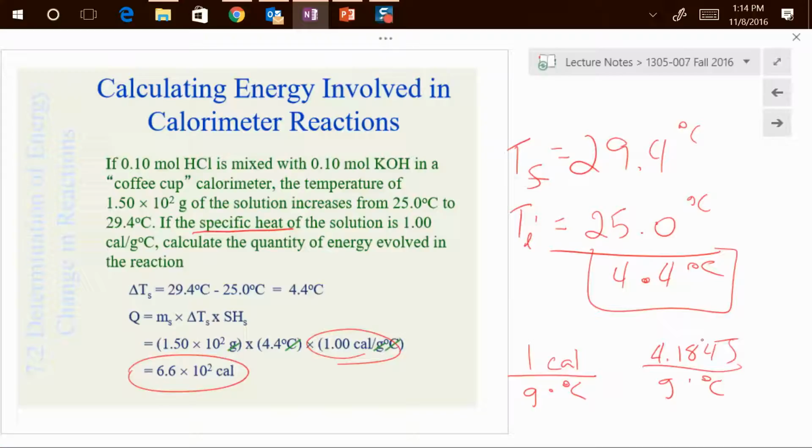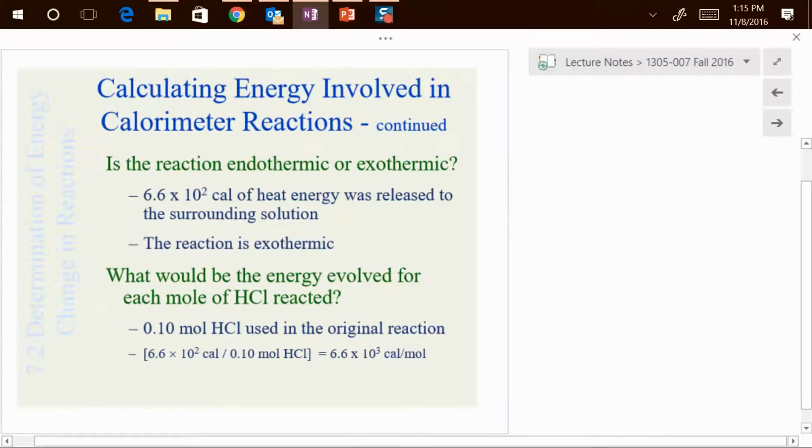And because I have that, if I plug it into this equation, if I know the mass of the substance, and I know the temperature change, and I know the specific heat, I can calculate just the energy that was required to carry that out. How much energy was required? Okay? And so that's why the specific heat is so valuable to me. If I know it, I can figure out the energy. Okay? Okay. Is the reaction endothermic or exothermic?